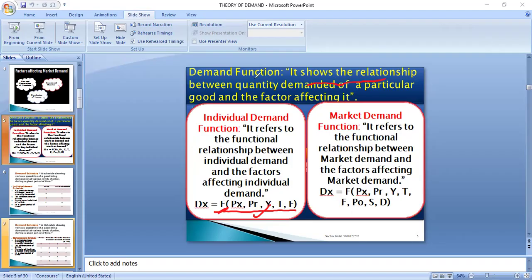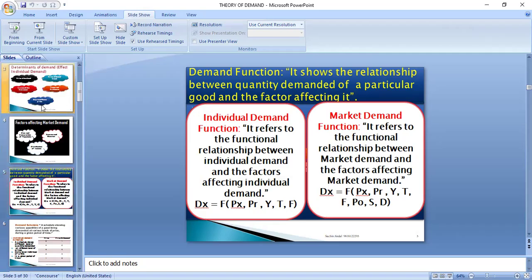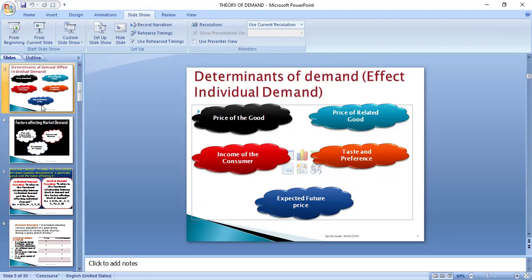It shows a functional relationship between the quantity demanded of a commodity and the factors affecting it. In simple words, when these factors change, demand changes. So the change in demand is totally related with the change in the factors, and how this relates is called the demand function. The five factors that we have studied affect only the demand of an individual person. These five factors represent the individual demand function. So the individual demand function refers to all these factors which affect individual demand only.